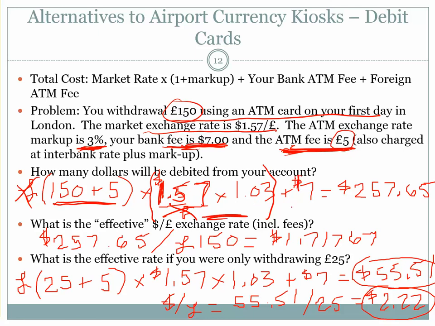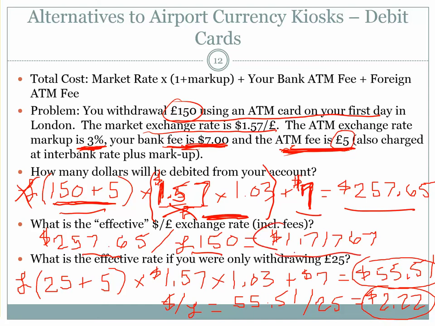Then the local bank tells you they're going to charge you a $7 fee. I'm sorry, your U.S. bank tells you they're going to charge you a $7 fee every time you use a foreign ATM. So if I take 155 pounds, exchange at this rate, add $7, it's going to cost me $257 to withdraw 150 pounds, plus that 5-pound fee. Now, what is the effective exchange rate? Well, effectively, I exchanged $257 for 150 pounds. Effectively, I paid $1.71 per pound.